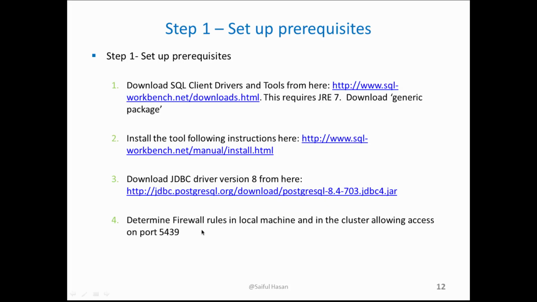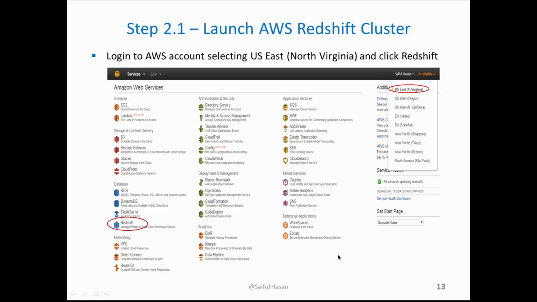And we have to determine the firewall rules in the local machine and also the cluster, allowing access on port 5439. We have to ensure that 5439 is open in both the local machine as well as the cluster.